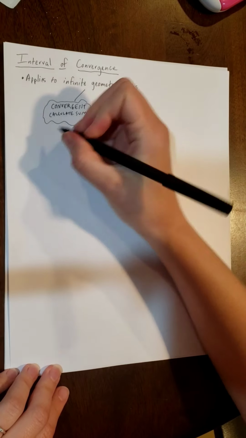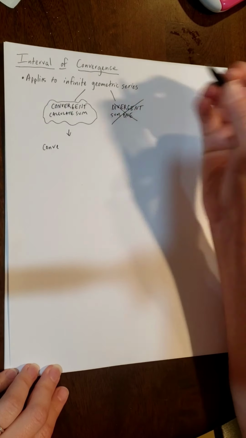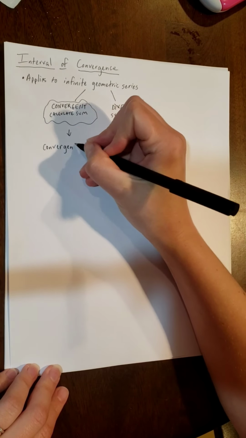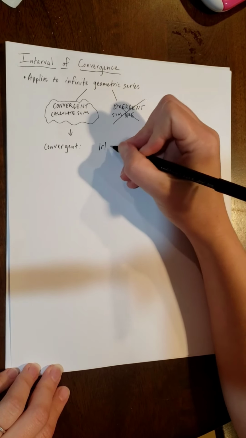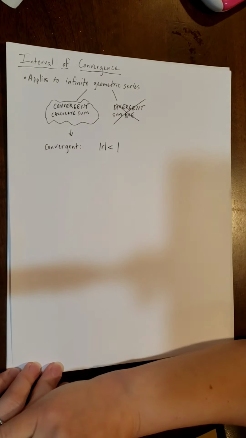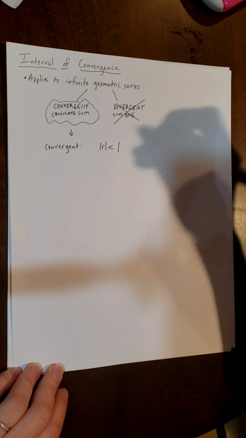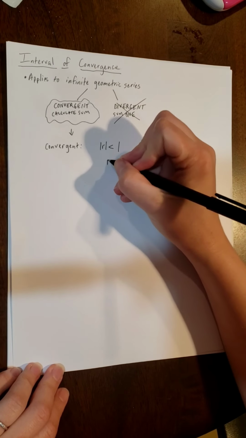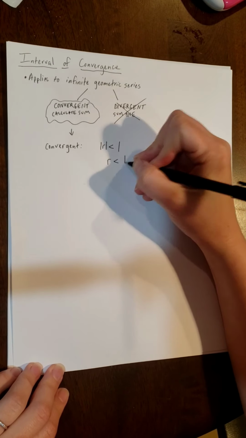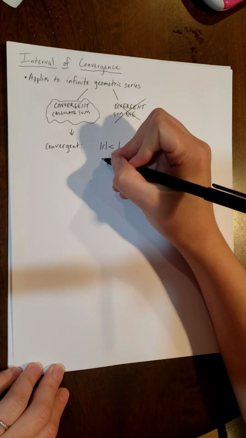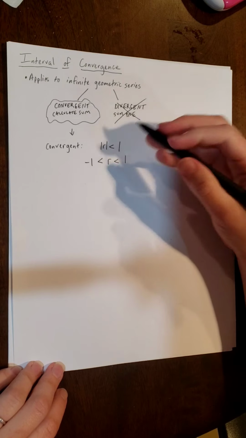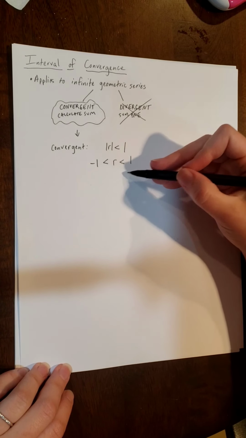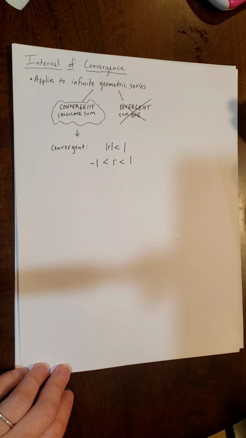Now let's remember something about a convergent infinite geometric series, and that is that the common ratio r, the absolute value of r, has to be less than 1. So if we break that down, what that really means is that r needs to be less than 1, but greater than negative 1. That covers everything in which the absolute value of r is less than 1.